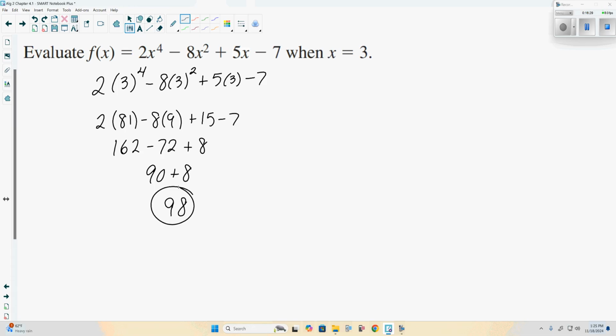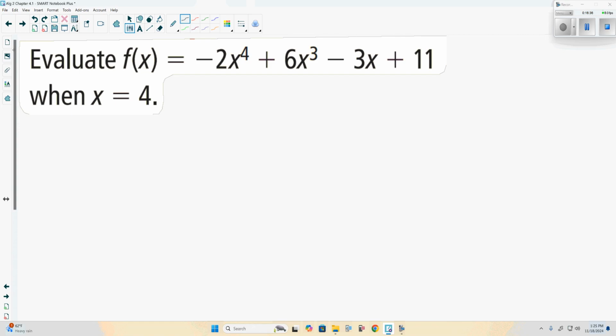Questions on how we got this here? Questions on how we did this here? That's my dead on. All right, guys. Let's do this one here. This time we're going to replace every x with 4.